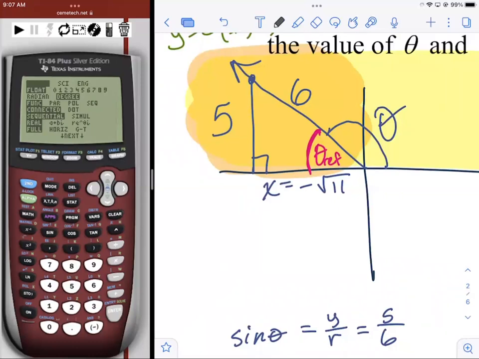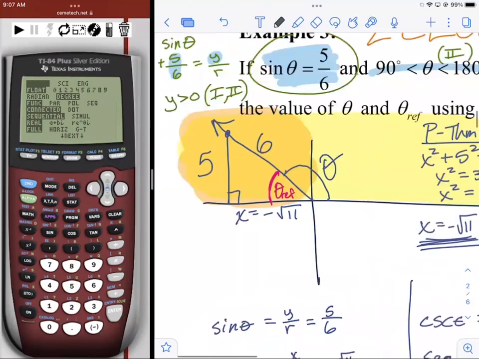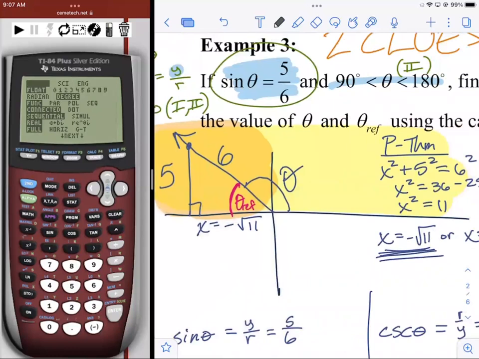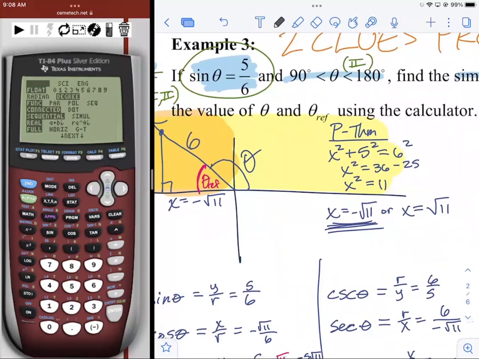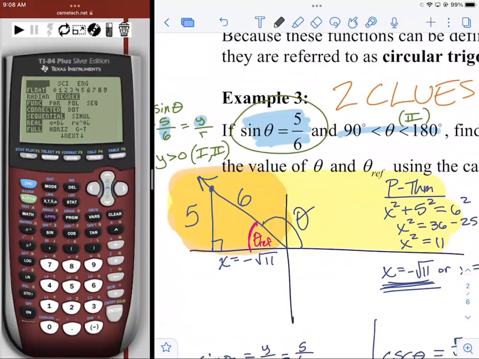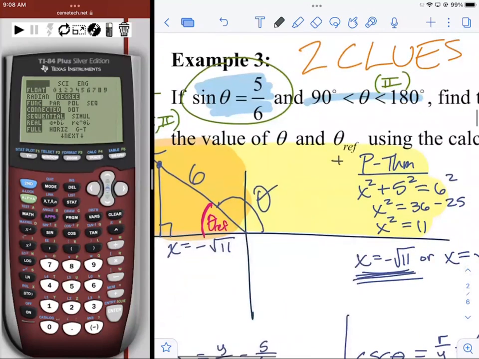Yes? Okay. So let's see why the calculator's answer is going to be the same as our reference angle. We told the calculator to give us an angle whose sine is positive 5/6. In which two quadrants is sine positive? 1 and 2, right? Because remember, sine, y, height. So sine is positive when y is positive. Where is y positive? Above the x-axis. Yes? In quadrants 1 and 2. So it thinks that we want the one over here.